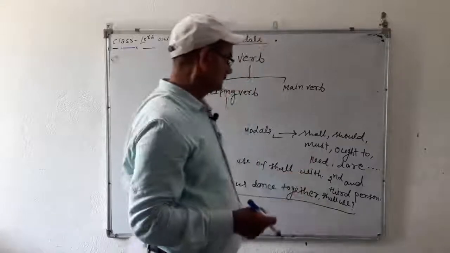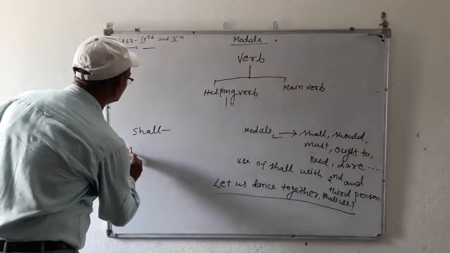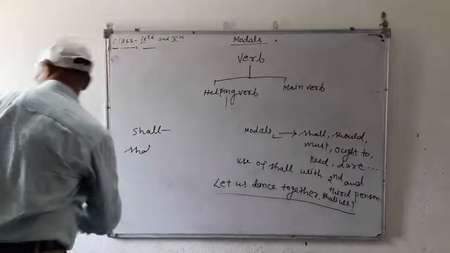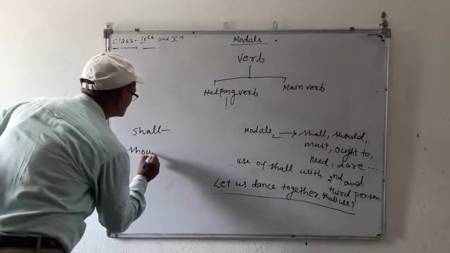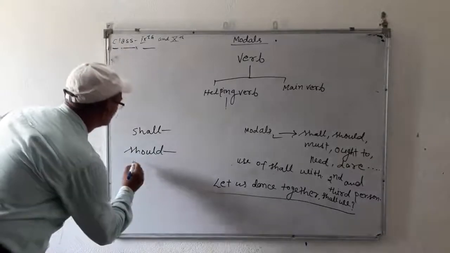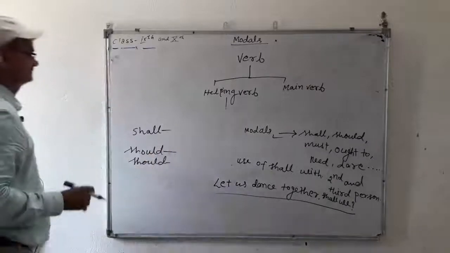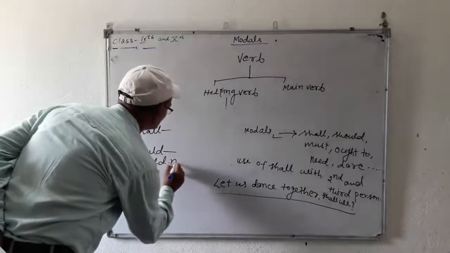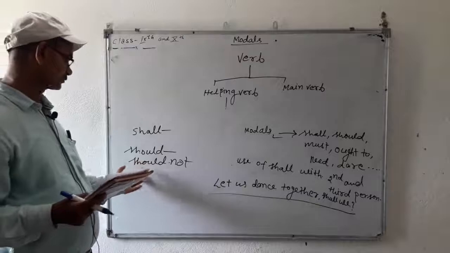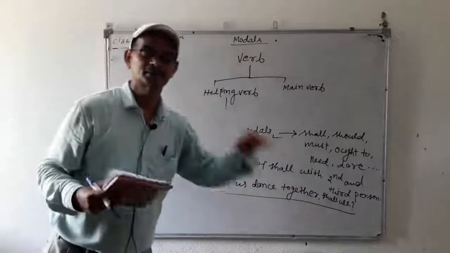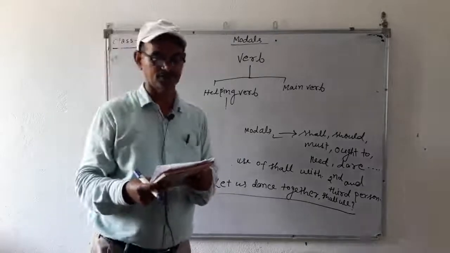Now, past of shall. Past of shall is should. Its negative is should not. Should, as you know, is used in the sense of "ought to"; should not, negative, in the sense of "ought not to". In this way, should is used as the past tense of shall in direct speech.